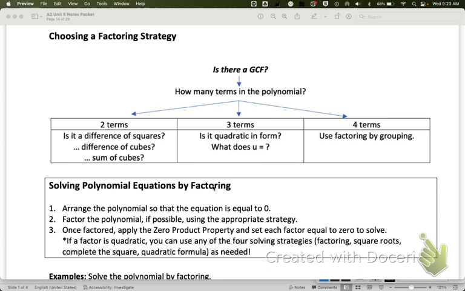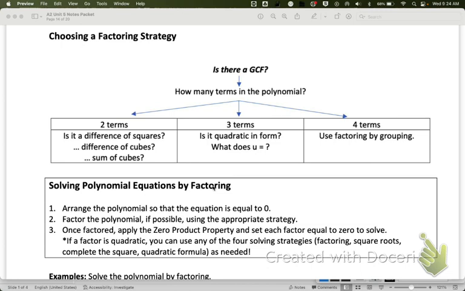So here's sort of the question tree that you want to go down. So the first question is always, is there a GCF? That we have to remember. And then we look at what's left, and we want to decide based on how many terms it has. So if it only has 2 terms, we want to look, is it a difference of squares? Is it a difference of cubes? Or is it a sum of cubes? Remember that the sum of squares is prime. That's not factorable. If it has 3 terms, we want to look if it is quadratic in form.